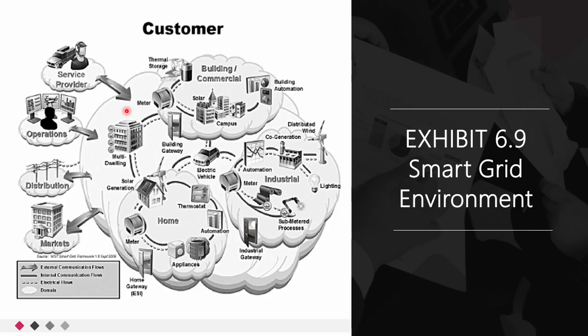And then on the other side, you see the service provider, okay? The company that gives us the electricity, like Taipower in Taiwan. And then you see the operation, the markets, and the distribution. It shows all the different departments inside the power company that have to communicate, okay? And the most important part is all those lines labeled communication, okay?